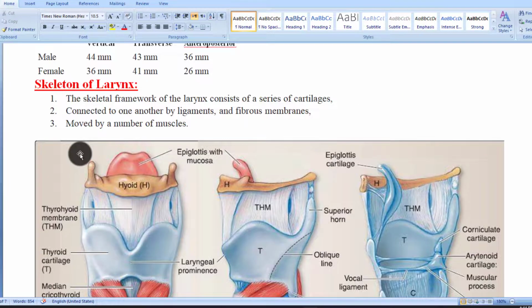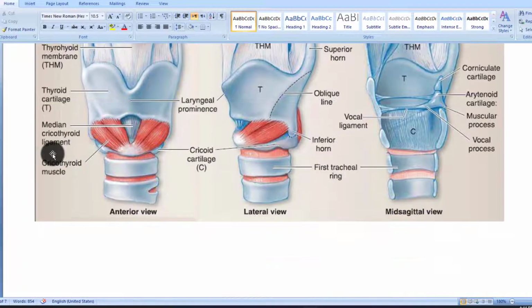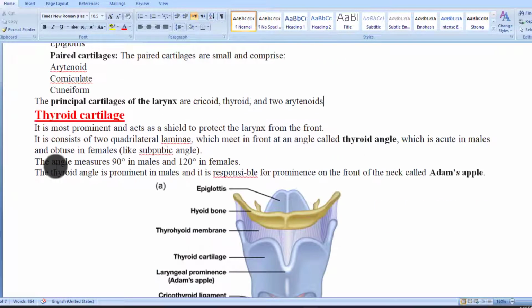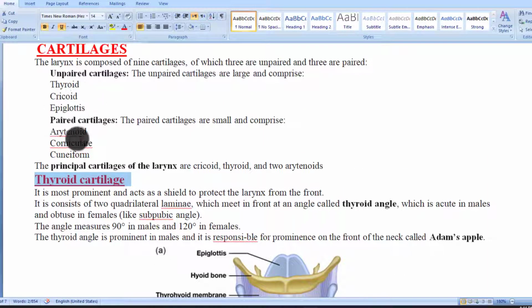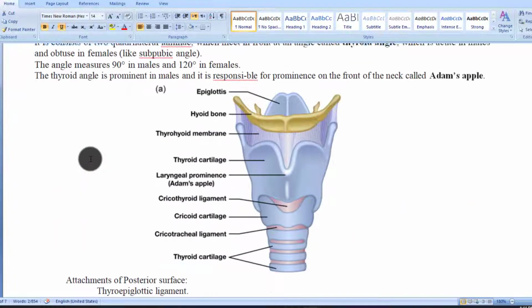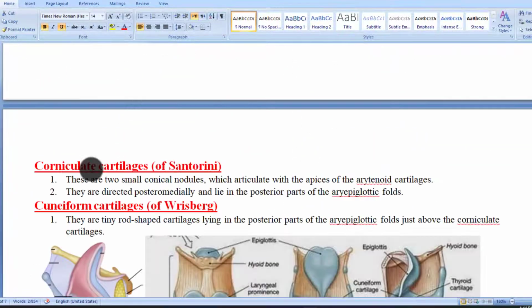So in this lecture, what did we discuss? We discussed the introduction of the larynx and the cartilages. In the next lecture, I will discuss each cartilage: the thyroid, cricoid, arytenoid, corniculate, and cuneiform, in the coming lectures.